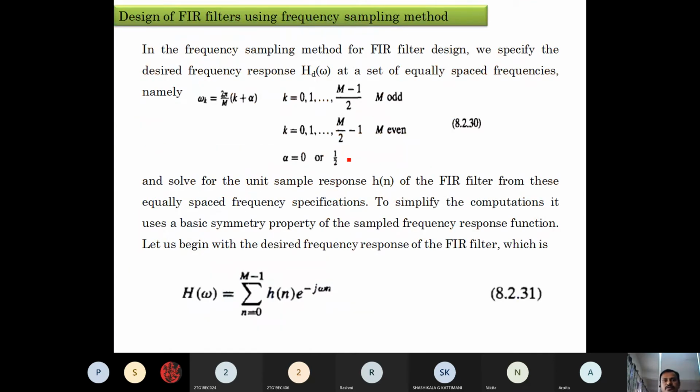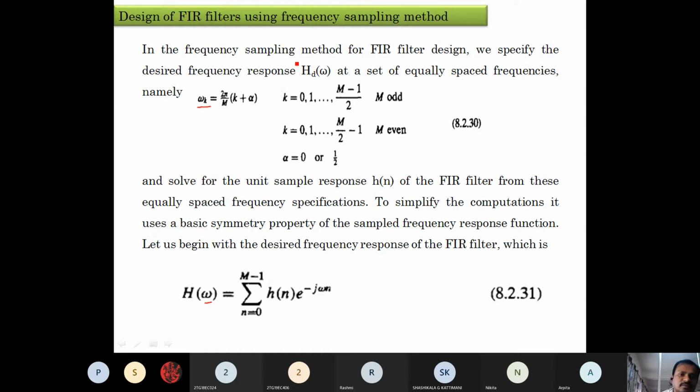Instead of the window method, if we go for the frequency sampling method, so if you go for the sampling of the frequency, taking omega, if we take the sample of that omega, that is omega k. You can observe here, h of omega we know. Instead of going for all the frequency values, if I take only selected frequency values, that is omega k, how will the filter be designed?